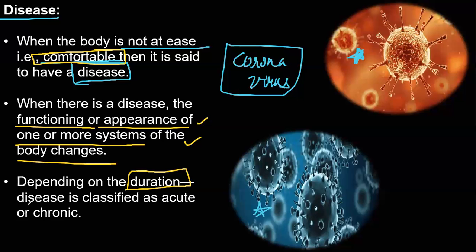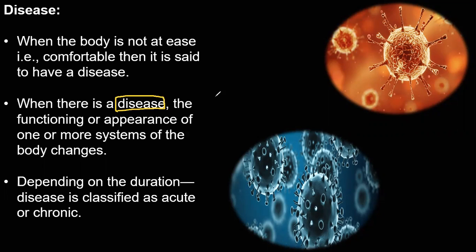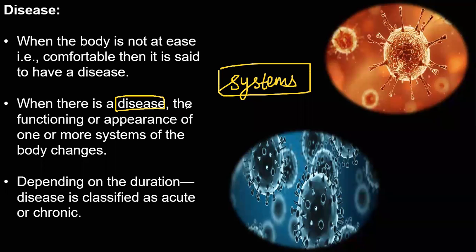Depending on the duration or the time period, diseases can be classified as acute diseases and chronic diseases. Okay, you didn't understand the second point, I'll explain. Very important. When you are suffering from a disease, more than one system of your body, the respiratory system, digestive system, excretory system, will get affected. Okay, the systems of your body will get affected. So on the basis of the duration, diseases can be classified as acute diseases and chronic diseases.